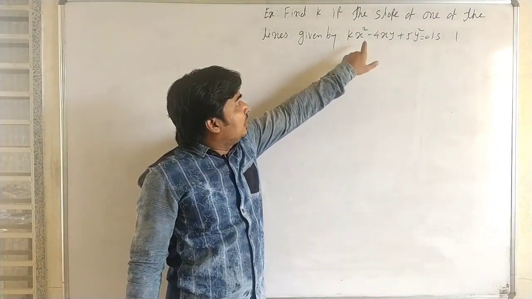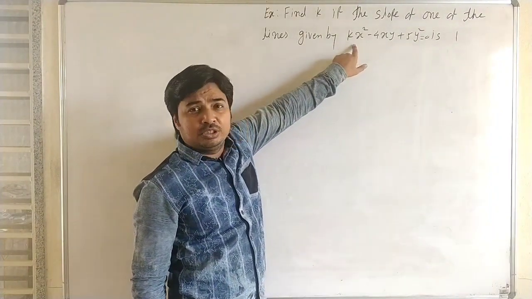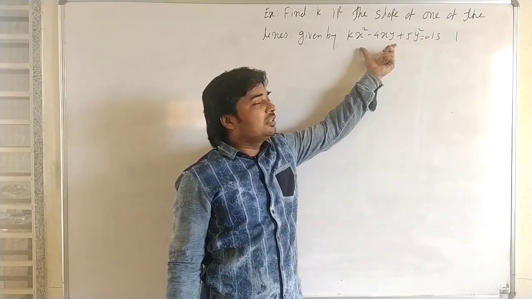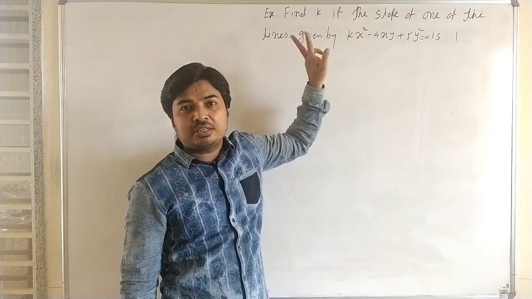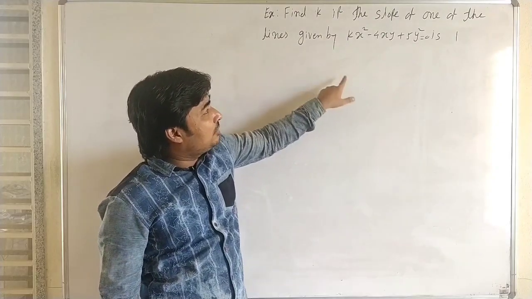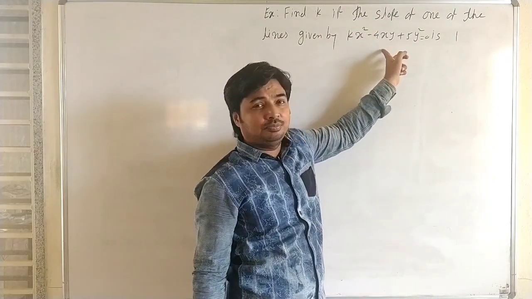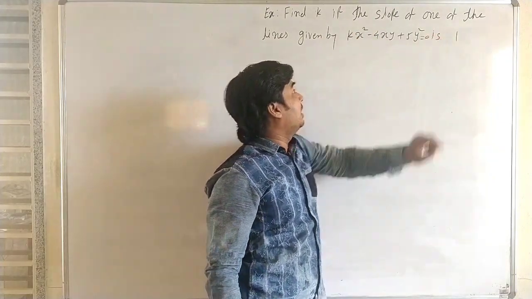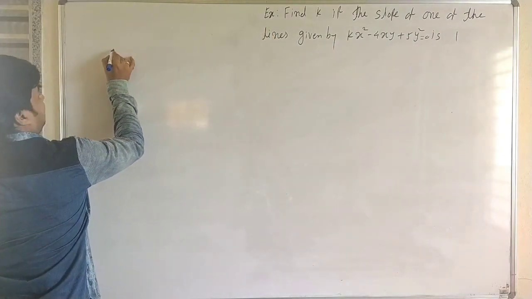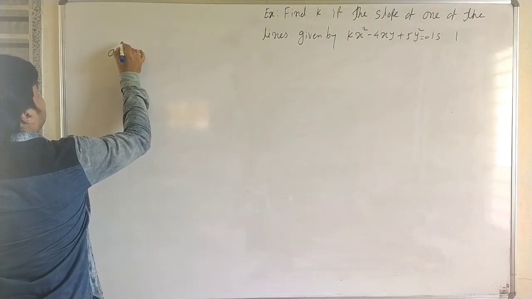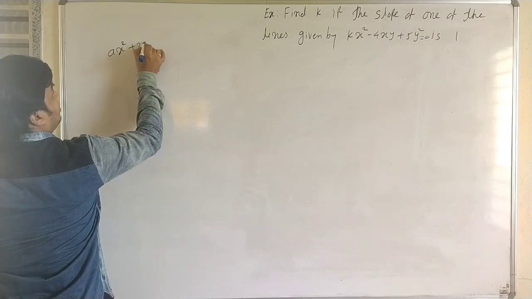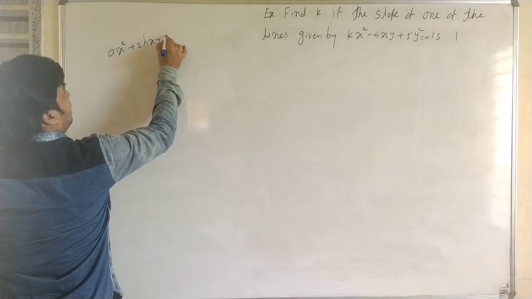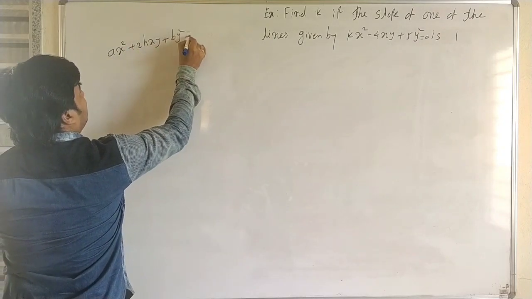Okay, therefore this is a second degree homogeneous equation. It is one equation, but it represents two lines passing through origin, and here it is given that the slope of one of the lines is 1. Here the homogeneous equation is ax square plus 2h xy plus by square equal to 0.